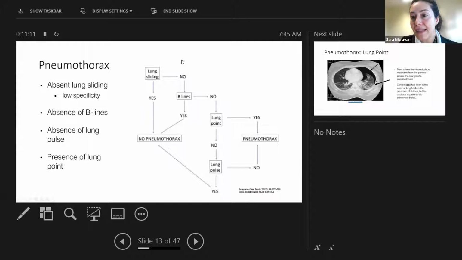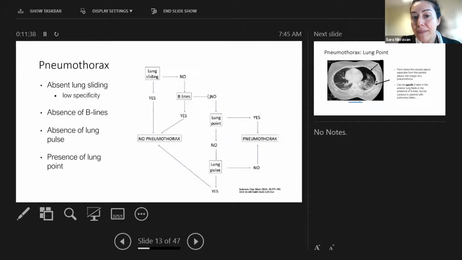If you don't see lung sliding, you have to basically go down the pneumothorax algorithm to then ask yourself, are there B lines, yes or no? Because a patient will not have B lines if there is no visceral and parietal pleura to and fro motion. So the next question is, are there B lines? Yes or no? If there are B lines, it can't be a pneumothorax.